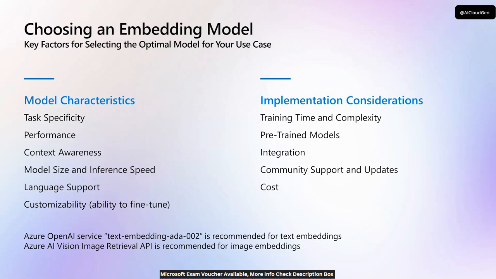Text embedding ADA 002 is what the OpenAI service is recommending for text embeddings. And the Azure AI Vision Image Retrieval API is recommended for image embedding. So if you have images that need to be converted to vectors, then use the Azure AI Vision Image Retrieval API. Whereas the text embedding ADA 002, mainly you can use it for text embeddings.